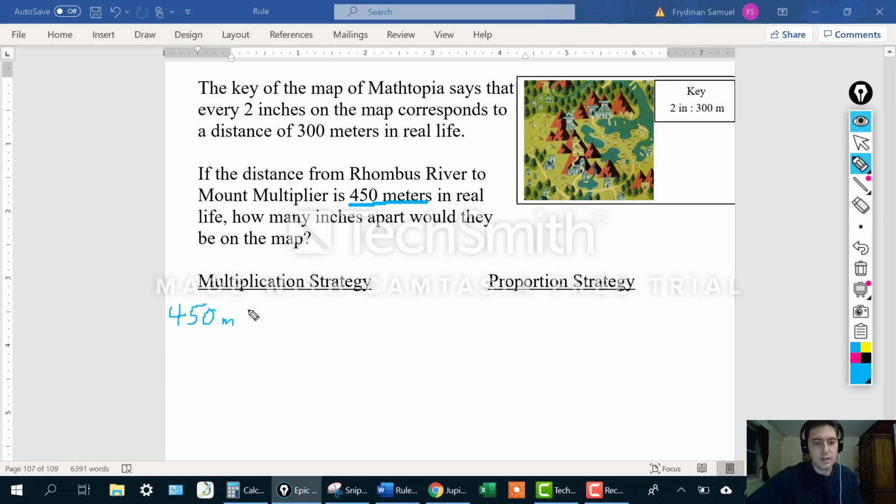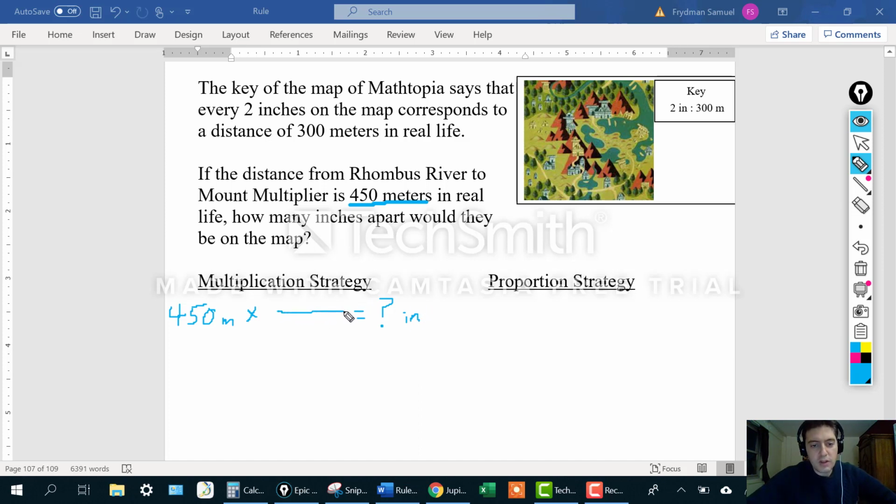We're going to write the multiplication symbol, then we're going to leave a little bit of space, write an equal sign, and then a question mark. And what units do we want our answer to be in? We want our answer to be in inches, because we're trying to figure out how many inches apart these two places would be on the map. So we want our answer to be in terms of inches.